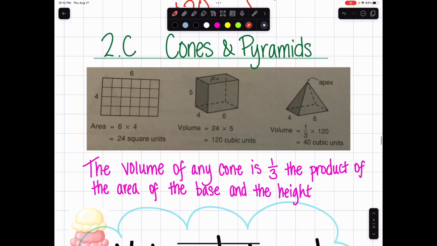Bam, we did it. You probably got to that answer before I did because you were faster at that. All right, let's move on to cones and pyramids. This is where it gets fun. Okay, because look at this.